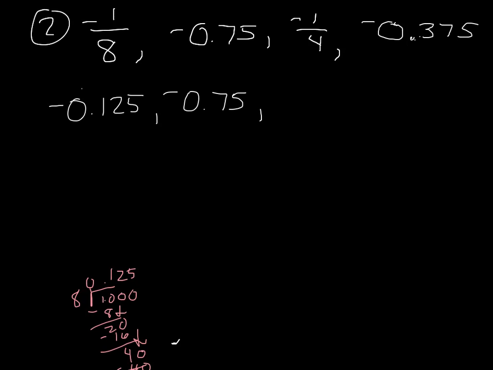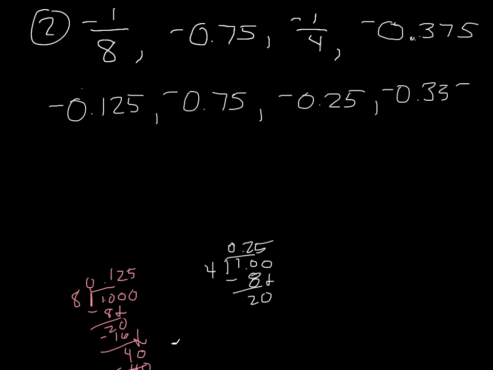This one's already converted for us, -75/100ths. 1/4, let's do 1 divided by 4. 4 does not go into 1, but it does go into 10 twice. And 4 goes into 20 5 times, so this is -0 and 25/100ths. And then this last one's already converted for us, -375/1000ths.